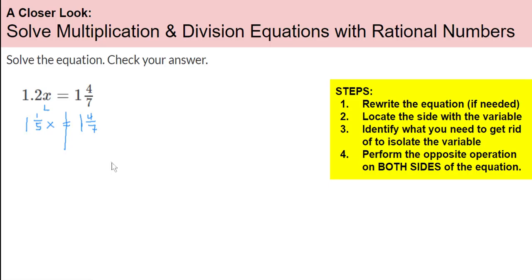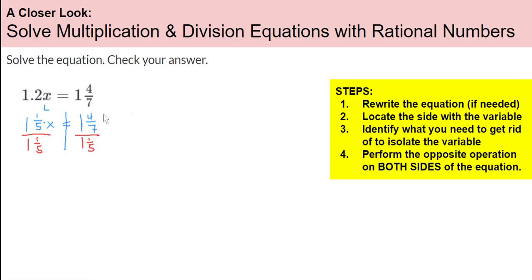All right, so what we're going to need to do, the opposite operation, we need to get rid of 1 and 1/5. What we're doing now, it's being multiplied. There's an invisible multiplication sign there. So to get rid of that, we're going to divide both sides by 1 and 1/5. However, remember when we divide with fractions, we're actually going to keep, change, and flip.